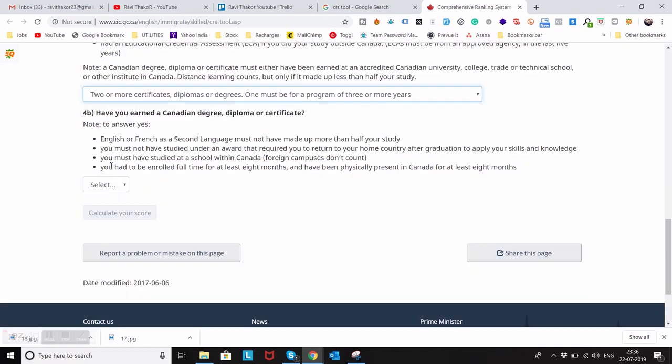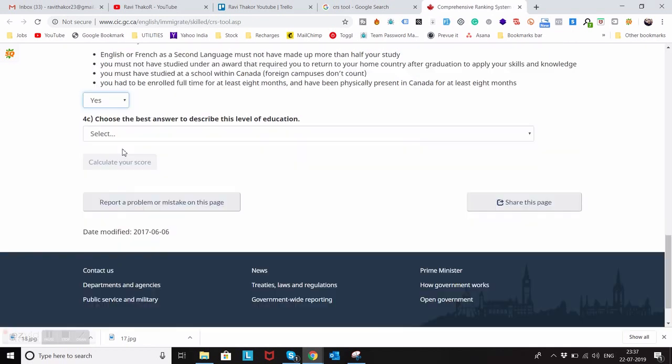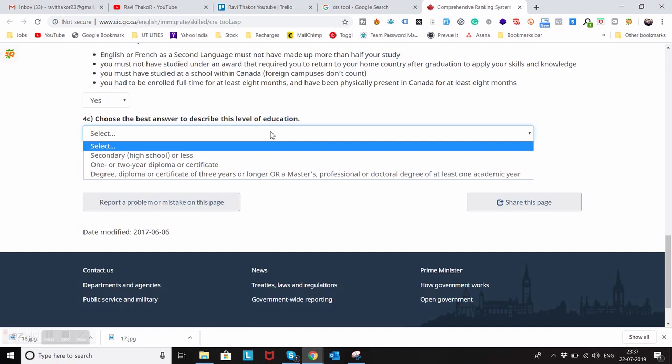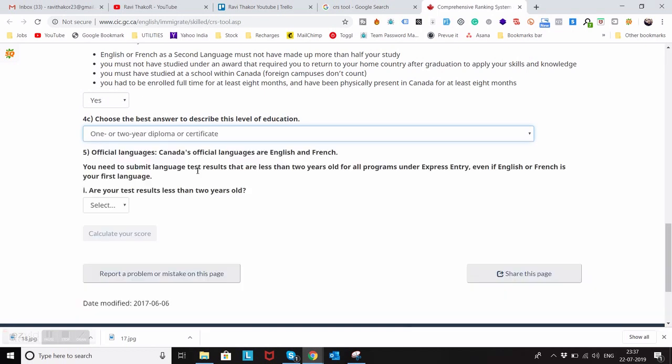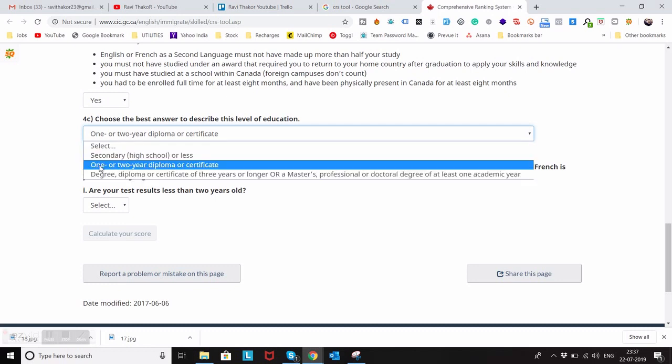Now they are asking, have you earned a Canadian degree, diploma or certificate? I'll select yes. After that, the question is, choose the best answer to describe this level of education. Here I will select 1 or 2 year diploma or certificate because my program was only 1 year. This option also tells you that it doesn't matter on your PR application if you have done 1 year of program or 2 years of program. The only place where it matters is the duration of your work permit, where you are getting either 1 year of work permit or 3 years of work permit.